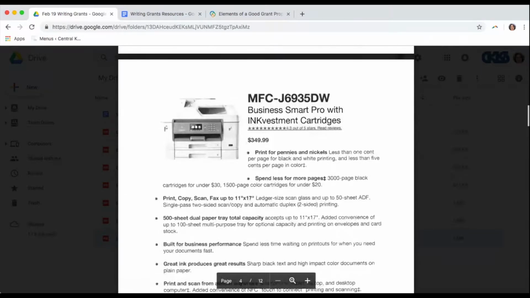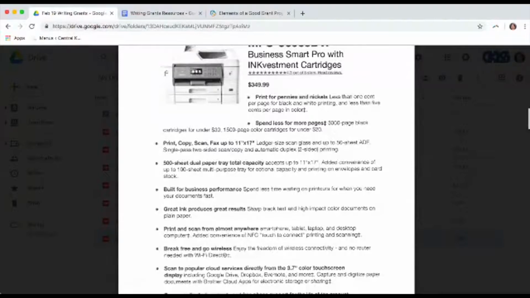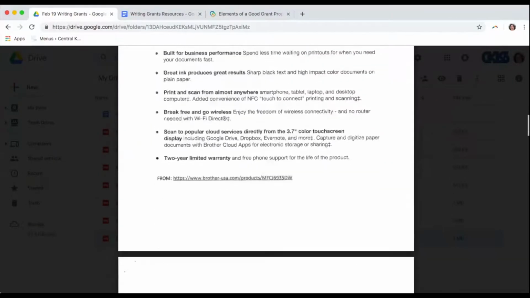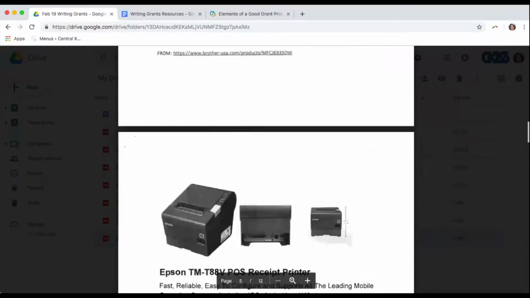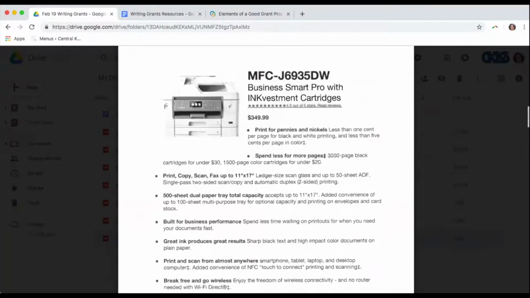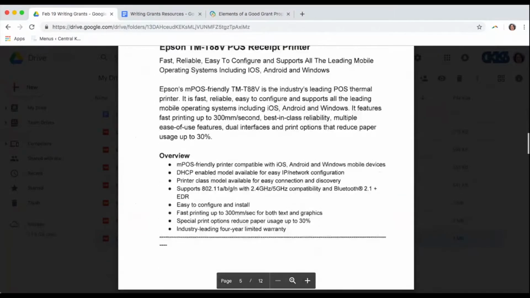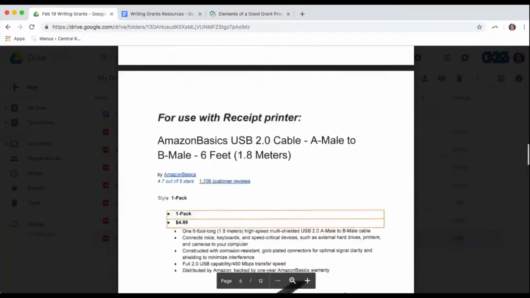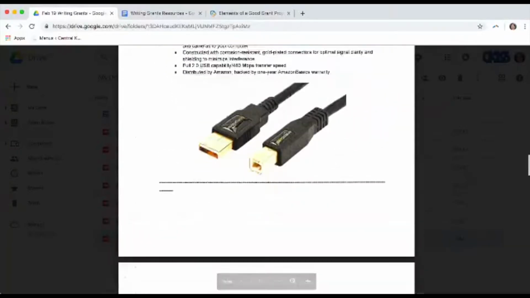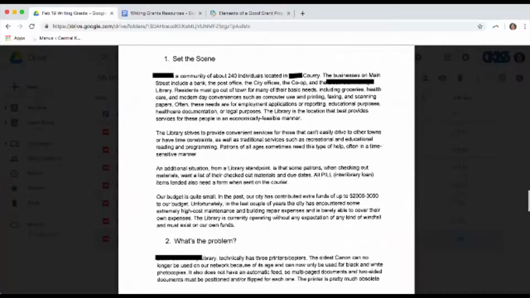Okay. So this grant application is one that the grant committee last fall was really impressed with. They thought that it was thorough and well thought out. One thing that you're seeing is in the additional information, they're giving as much detail about the equipment that they're asking for as possible. They're not only just saying this is the make and model number, they gave us the description of what this copier can do. They gave us the description of what this receipt printer can do. And then they also added their cables, extra supplies, and then they are answering each question.